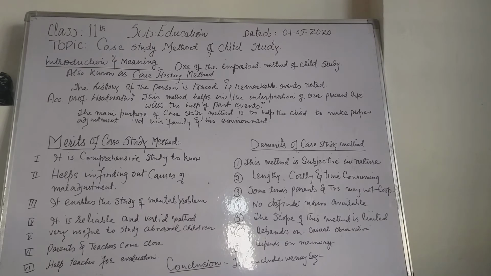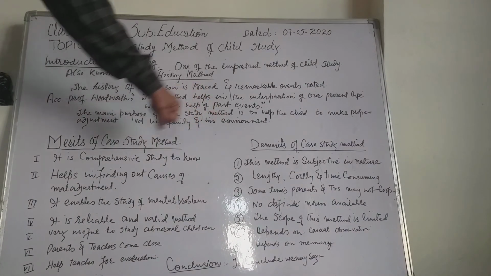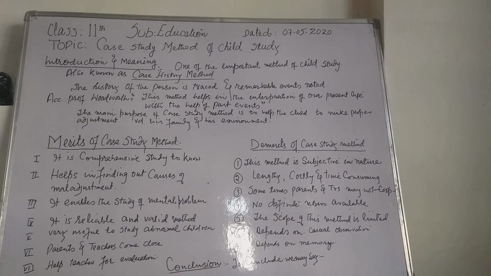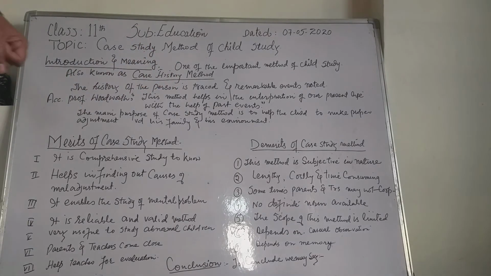This method is very useful in the study of school problems like the following cases of children: if they are having reading disability, severe stammerer, chronic delinquent, emotionally disturbed children. Now, like other methods, this method also has some limitations. Number one, this method is subjective in nature.